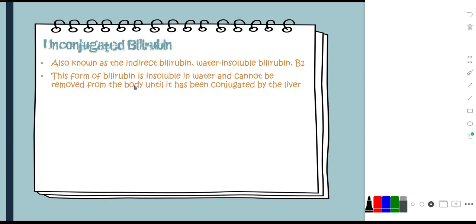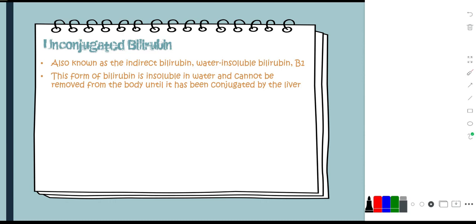So this form of bilirubin is insoluble in water and cannot be removed from the body until it has been conjugated by the liver. So between the unconjugated and conjugated bilirubin, it is actually the conjugated form that is readily eliminated out of the body since it is filtered by the kidneys because it is water soluble. On the other hand, the unconjugated bilirubin could not be filtered by the kidneys because in the first place, it is water insoluble. That's why the conjugation process that takes place in the liver is very important.